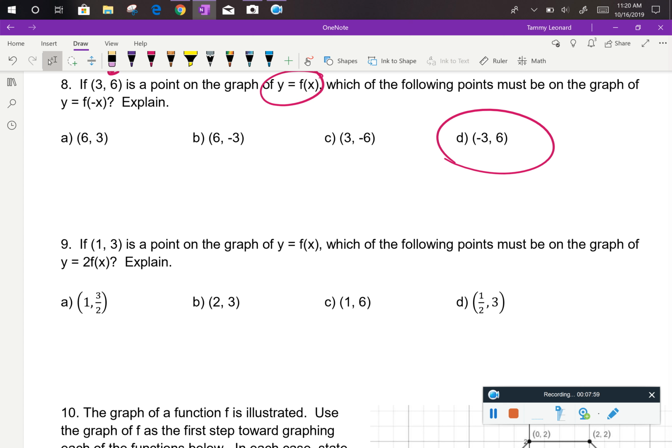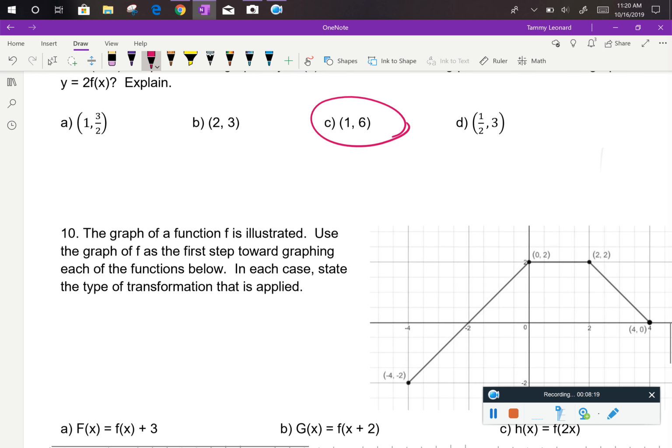Vertical stretch, C, because it's affecting the output, right? If I stretch something vertically, my x's don't change, but my y's do. My y's are going to be twice as tall as they would have been otherwise. So the 1 is going to stay the same. The 3 is going to double to become 6. Are we okay? All right, let's keep going.